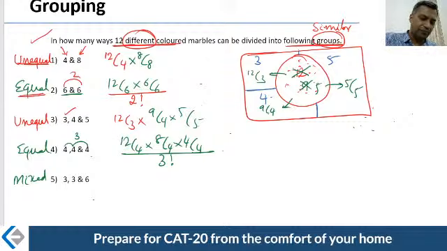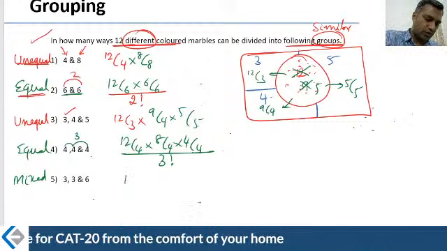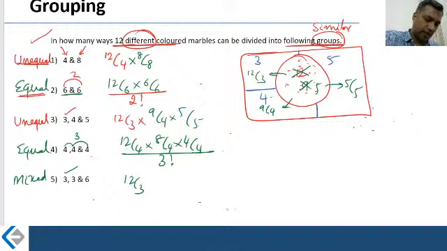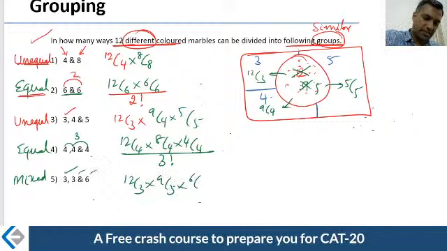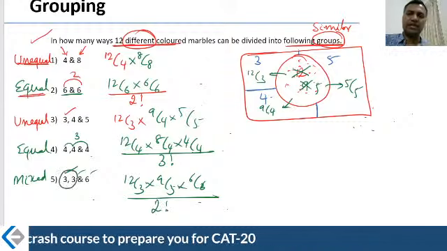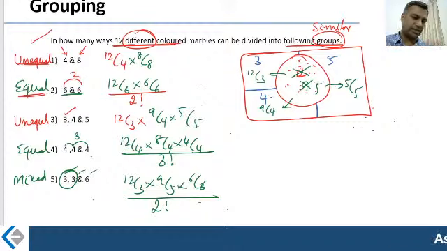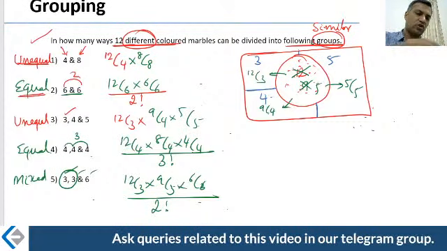Now, the mixed one. What is the mixed one here? 12C3. I will form the first group. After that 9C3. After that, the last group, that is 6C6. That is one only. I'm just writing it for the sake of writing. That divided by what? Divide by 2 factorial. Why 2 factorial? Because I have two groups which have the same size. By this, I think everyone's concept would be clear.